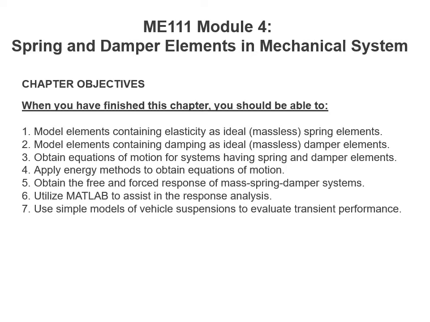As we get into Module 4, we'll be getting into Chapter 4 material from our textbook. We'll be covering spring and damper elements in a mechanical system. Upon completion of this chapter, you should be able to model elements containing elasticity as ideal massless spring elements, and model elements containing damping as ideal massless damper elements. You should also be able to obtain equations of motion for a variety of systems having spring and damper elements. You should feel comfortable applying the energy methods to obtain the equations of motion. You should be able to obtain the free and forced response of a spring mass damper system.